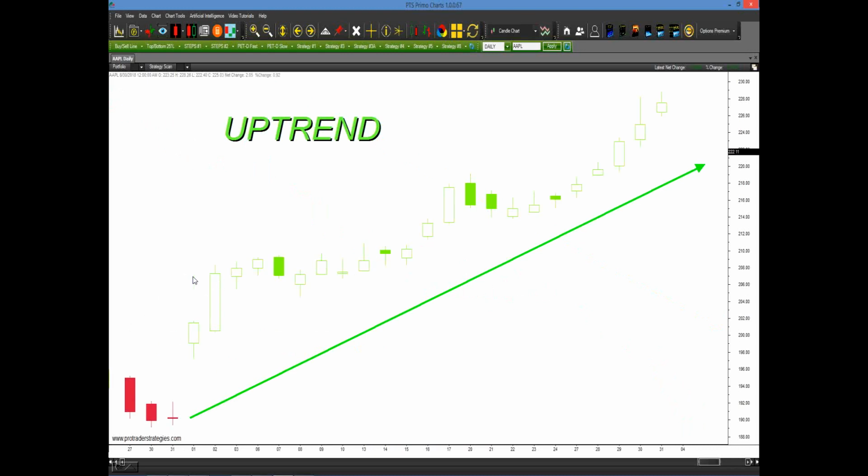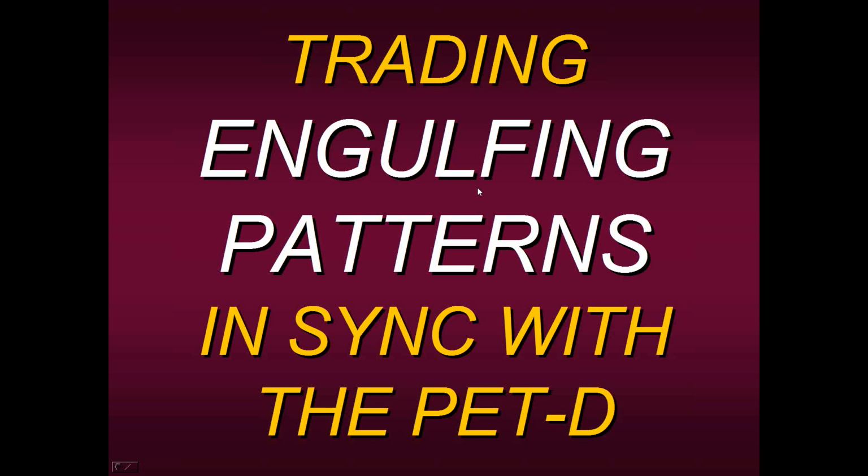Well, once we apply the PAT-D, right when we gapped up, the first couple of bars here told us well in advance that we wanted to go higher. So here's what we're going to be learning today. We want to trade engulfing patterns that are in sync with the PAT-D, because remember, we talked about engulfing patterns, and they're probably the most popular as well as recognizable candlestick patterns around.